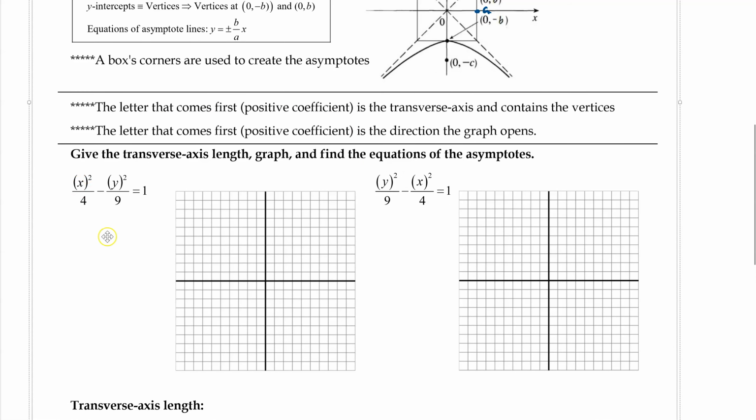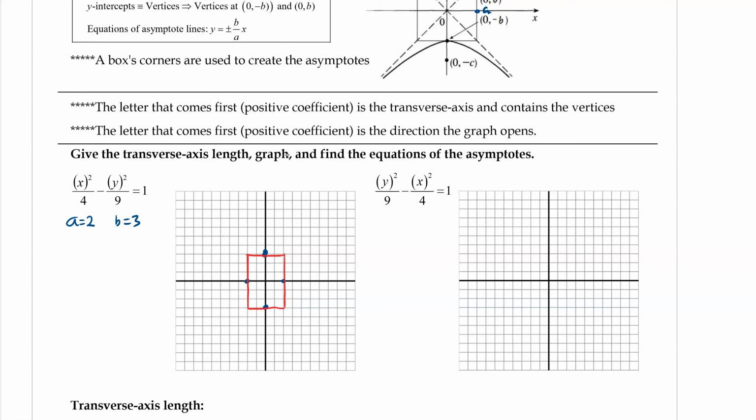So our first one is x squared, and that means we're going to open in the x direction. So our a here would be 2, and our b is 3. And so that means we're going to go 2 units to the right, 2 units to the left, 3 units up, 3 units down. But before, you would draw an ellipse here. So we would draw our normal ellipse, but we're not. So on this one, what we're going to do is draw a box. Like this.